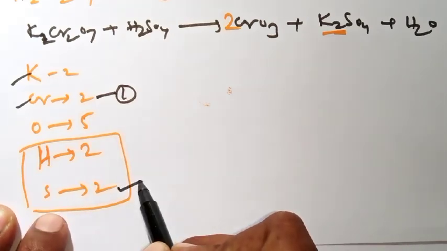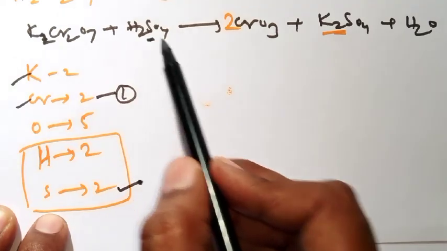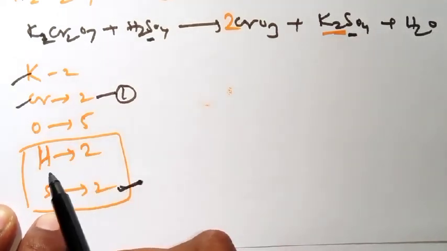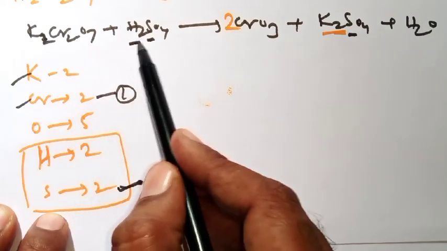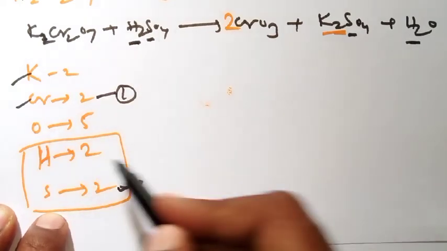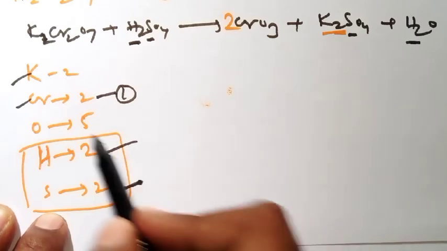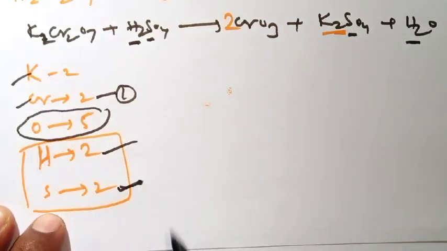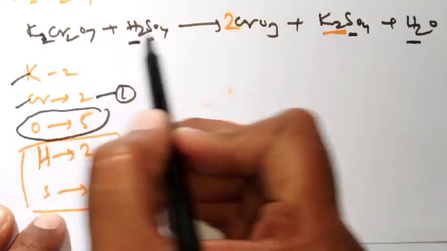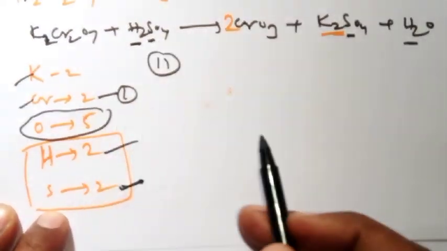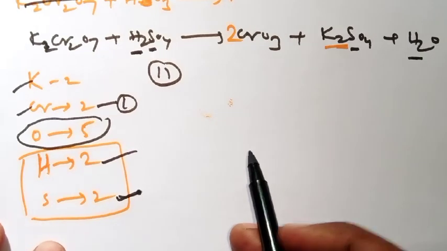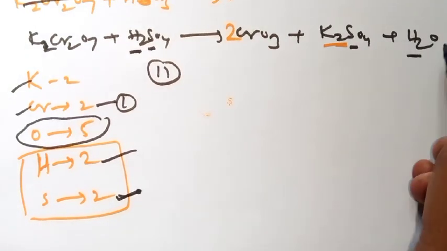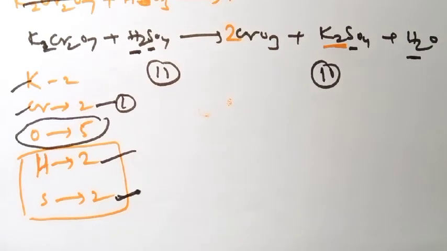Is it clear? Now left side sulfur, how many? 1 sulfur. Right side how many? 1 sulfur. Automatically balanced. Hydrogens next. Left side how many? 2 hydrogens. Right side how many? 2 hydrogens. Automatically balanced. Now look at the oxygen. The last one is oxygen because it has the highest frequency number. Now left side, how many oxygens? 7 plus 4. Total 11 oxygens are there. Right side 2 into 3, 6 plus 4, 10 plus 1, 11. So oxygen is automatically balanced.